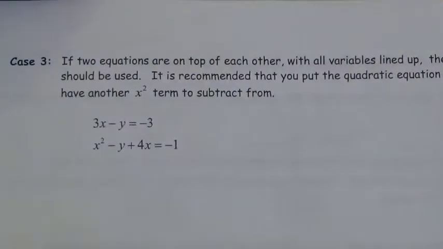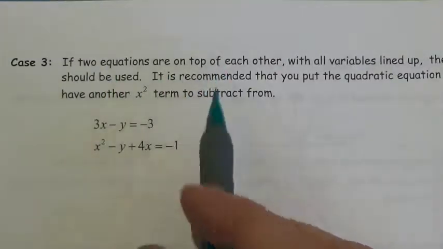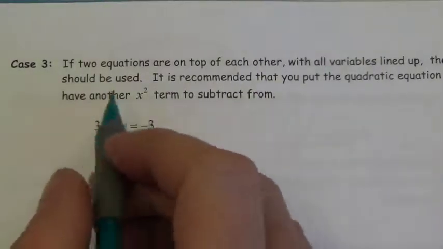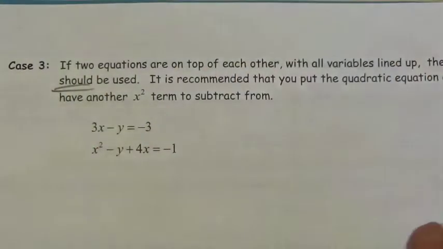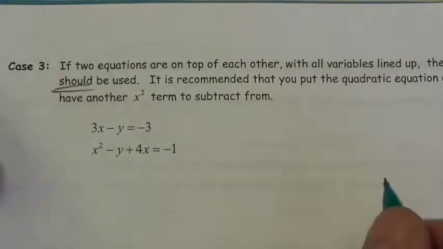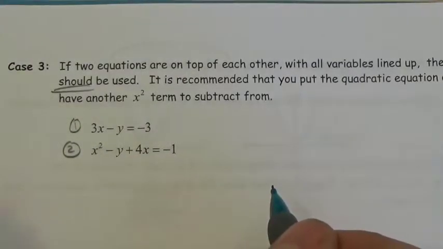What if everything is messed up here? So if two equations are on top of each other with the variables lined up, elimination could be used. Now I know it says should be used here, but again, that's your call. We are not going to dictate to you how to do this. You've got to find a way of understanding this that makes sense to you. It's just that this is a suggestion here. So for example, here's equation 1, here's equation 2.